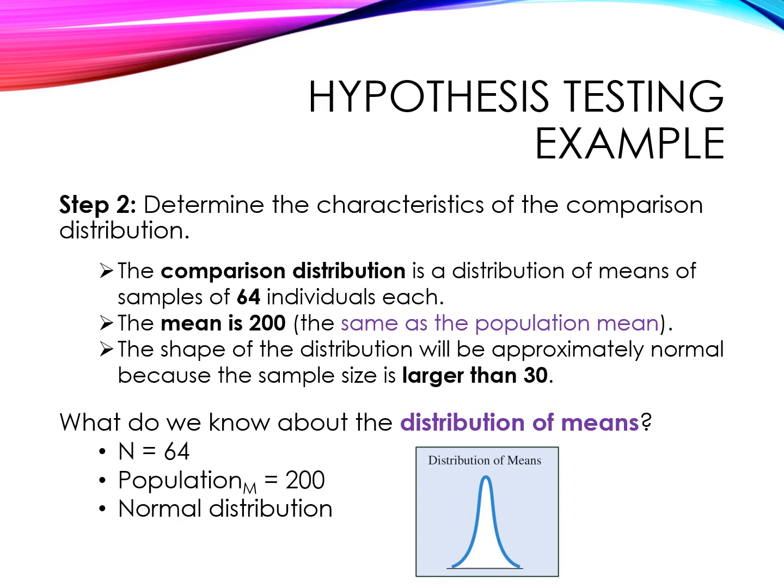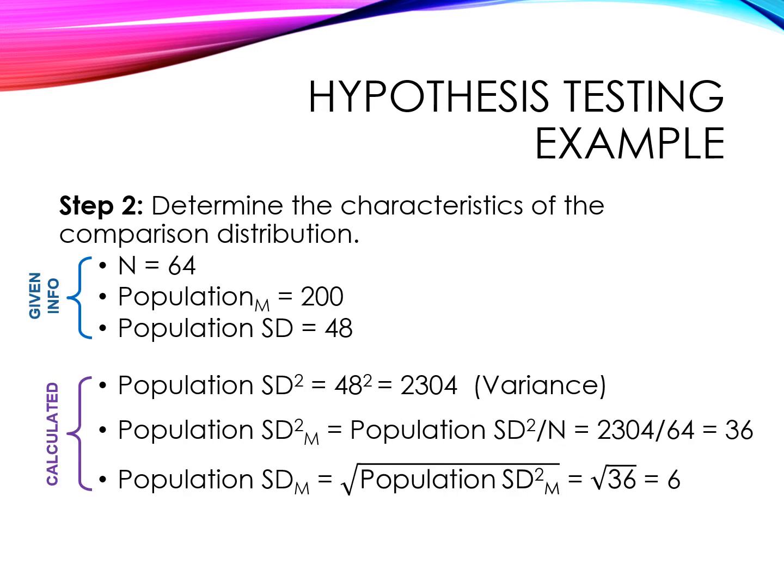From this information, what do we already know about the distribution of means? We know that the sample size N is 64. We know that the population mean is 200, and we know we have a normal distribution. So this is what we already know. Step 2, determine the characteristics of the comparison distribution. I've stated the given information, what I just told you. But now we need to start calculating some information.